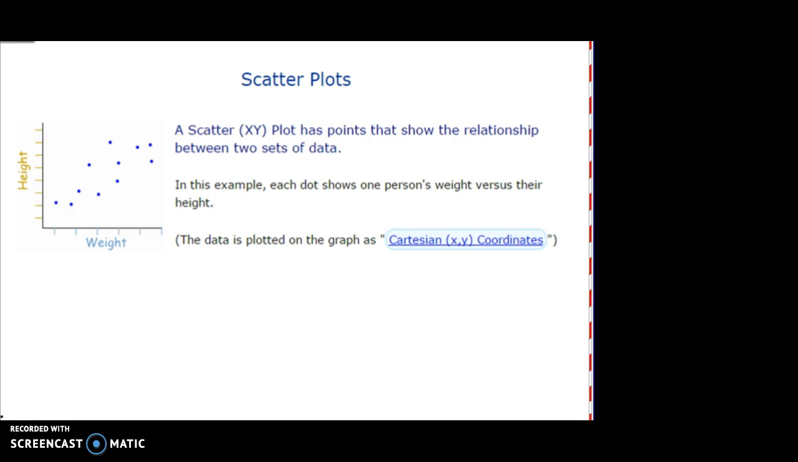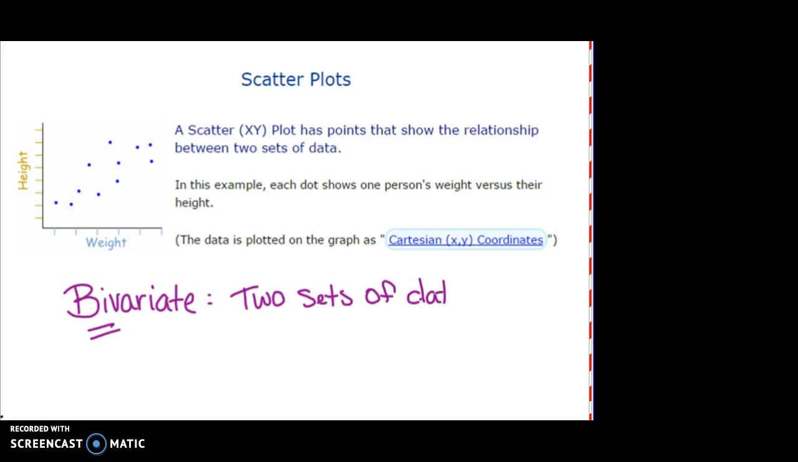There's a word I'd like you to write, since we're talking about things that have two sets of data. The word bivariate. Well, bi means two. It means we're comparing a number to a number. Weight is a number, height is a number. Height is a number, arm span is a number.